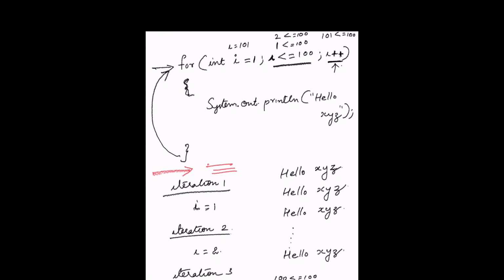Now, a for loop is called an entry controlled loop, because before entering into the loop, it checks the condition. It checks whether the condition is true or false. Only if the condition is true, it will go and execute the statements within the loop. If the condition is false, it will not execute the loop.